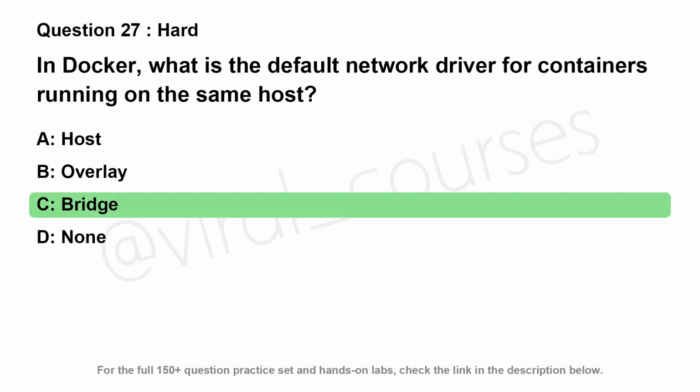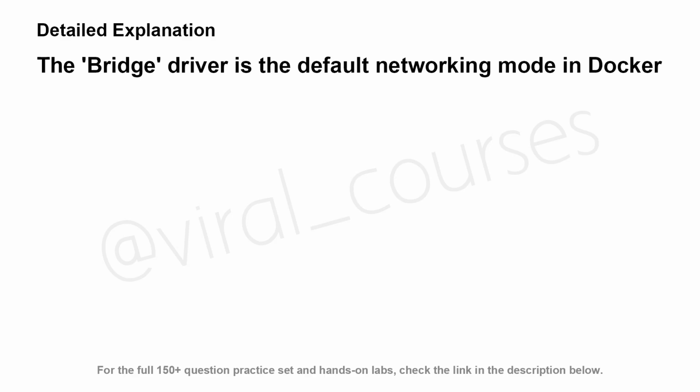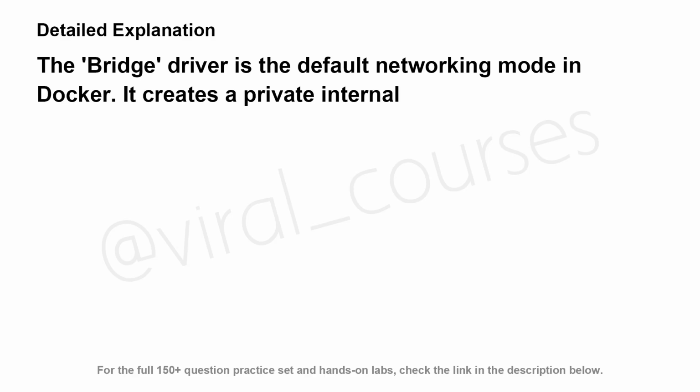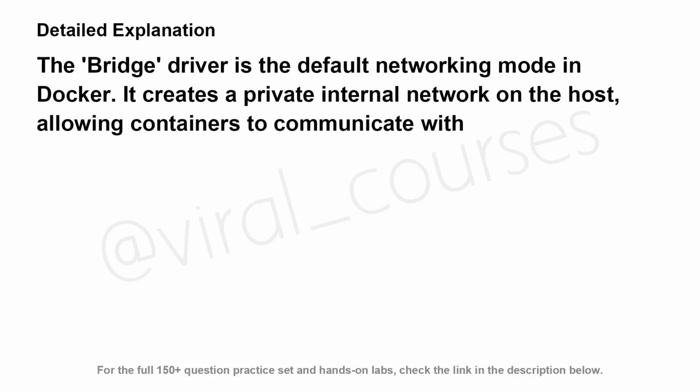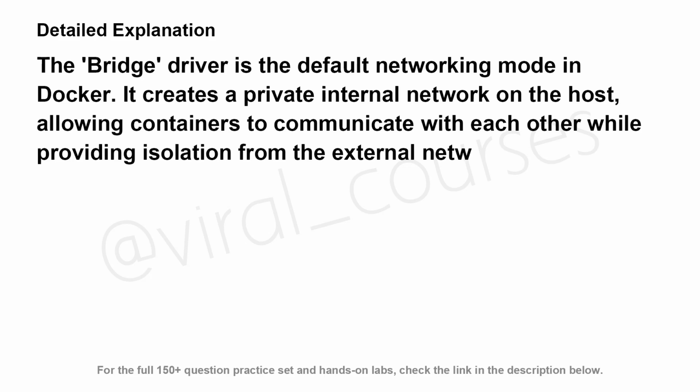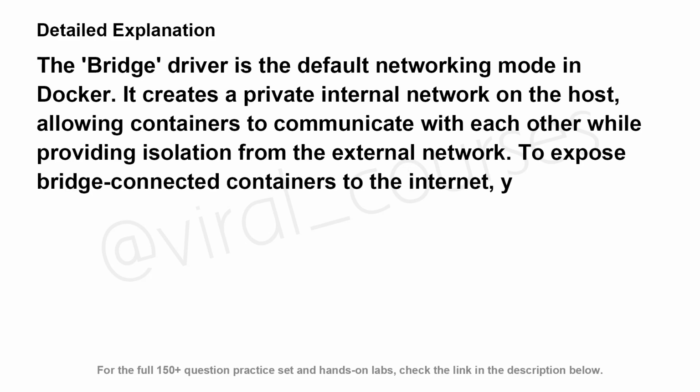The correct answer is C. The bridge driver is the default networking mode in Docker. It creates a private internal network on the host, allowing containers to communicate with each other while providing isolation from the external network. To expose bridge-connected containers to the internet, you typically map a host port to a container port.